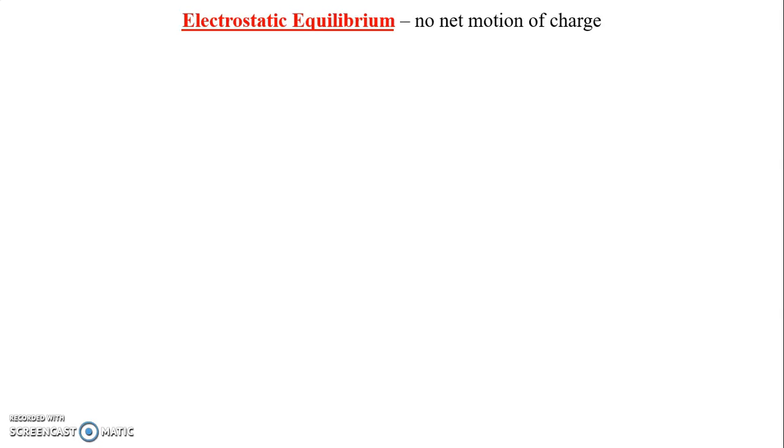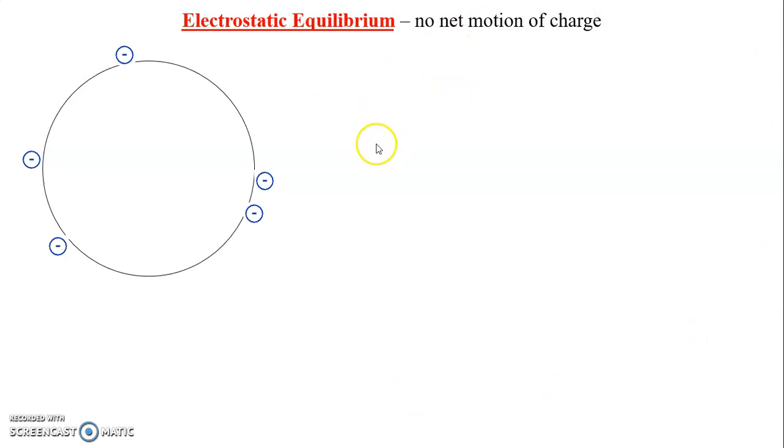Number one says excess charge resides on the surface. So let's draw a spherical conductor, a solid ball of metal. We're going to put some extra electrons on the surface like so. Since it is a conductor, the charges are free to move around, and these electrons do not want to be near each other, so they're going to repel each other and start to move around on the outside, which means clearly it's not in equilibrium, because that would be a net motion of charge.